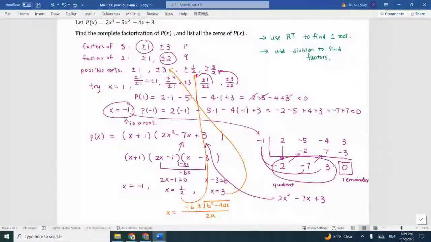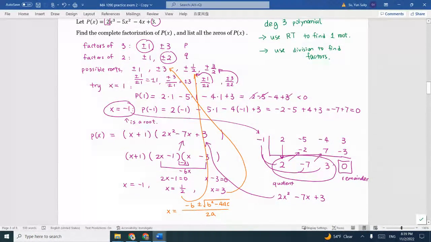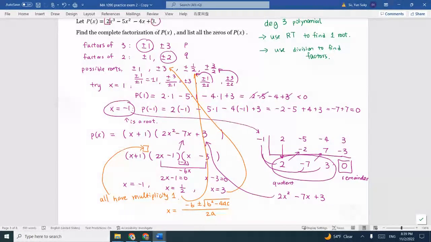And then we finish the problem. We list all the zeros, and you can see all of them have multiplicity 1. Remember, multiplicity is the exponent of the factor. So all have multiplicity 1. Okay, so that is problem 3.